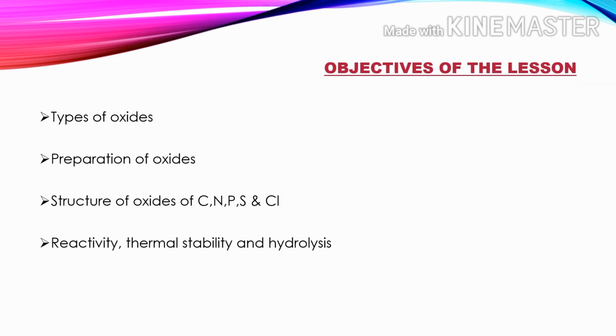Objectives of the lesson. In this lesson, we are going to learn about types of oxides, preparation of oxides, structure of oxides of carbon, nitrogen, phosphorus, sulfur and chlorine, and reactivity, thermal stability and hydrolysis of oxides.